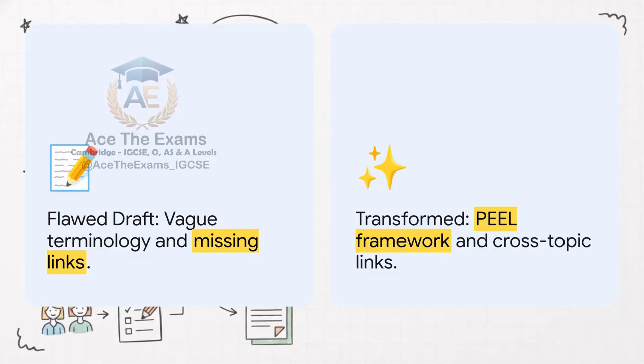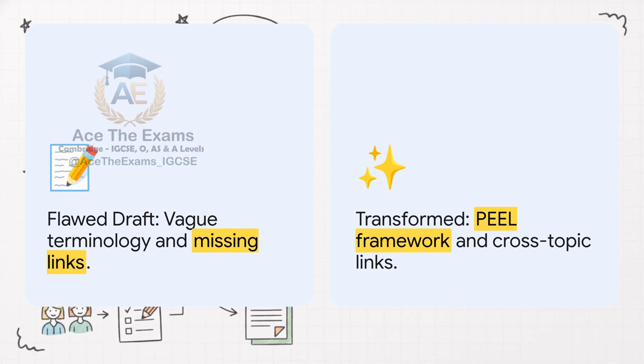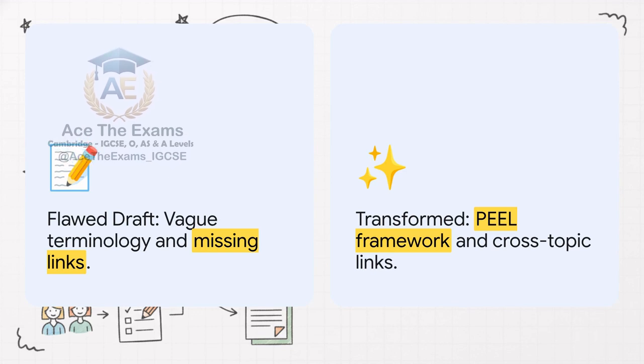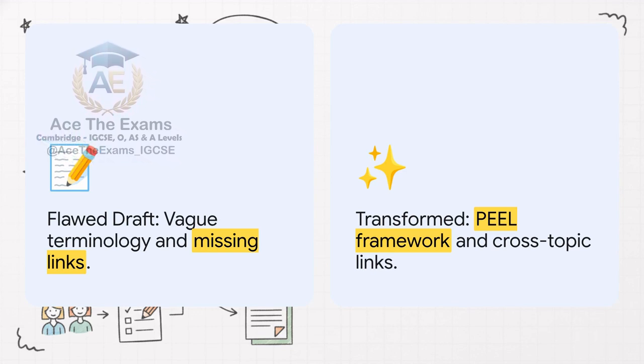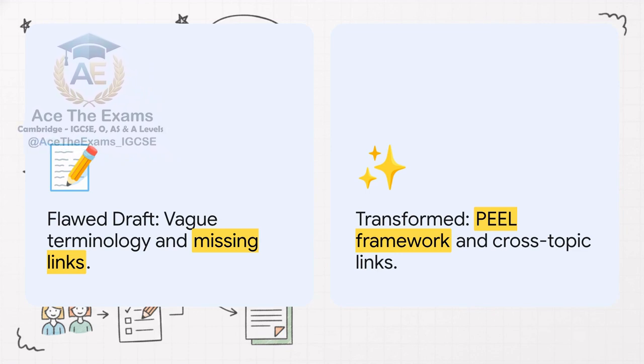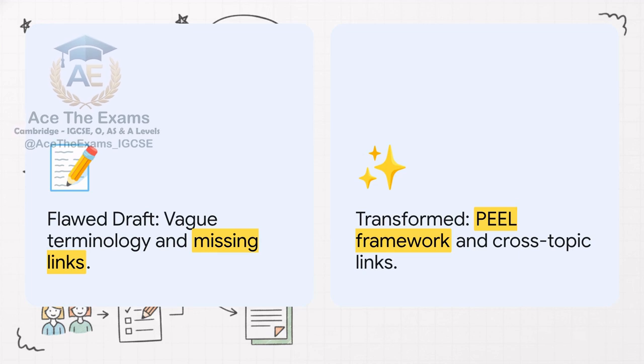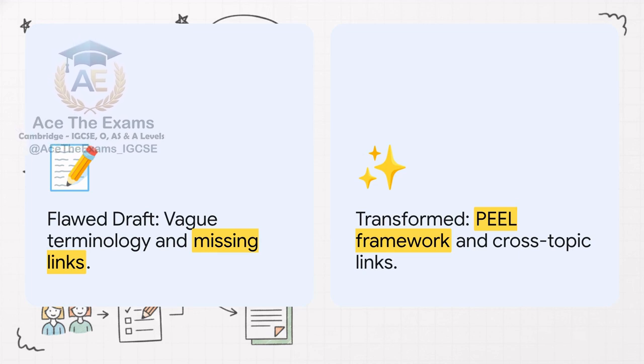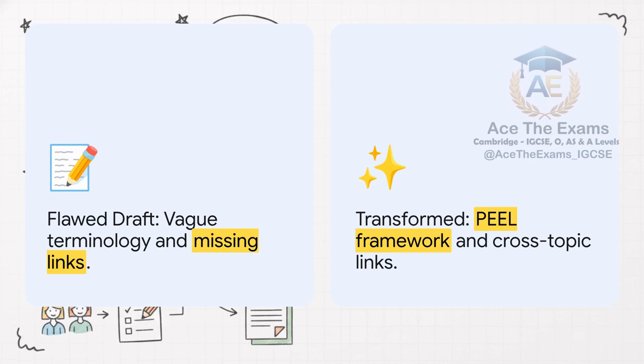Let's actually look at a live transformation to show you what I mean. A highly flawed, low-scoring draft might say something like, "The screen has big buttons, so it is easy to use." It's full of vague terminology and has absolutely zero links to the scenario. Now, a transformed top-tier answer uses the PEEL framework. Point, evidence, explanation, link. It reads like this.